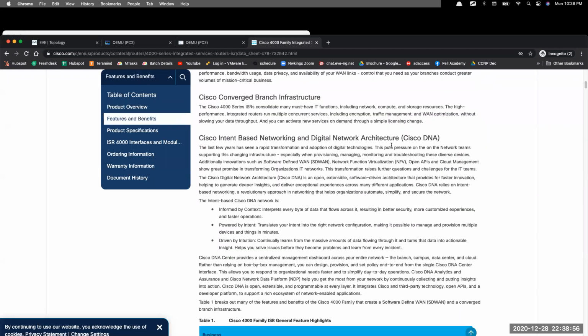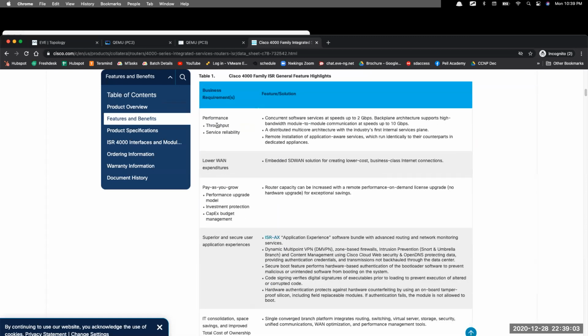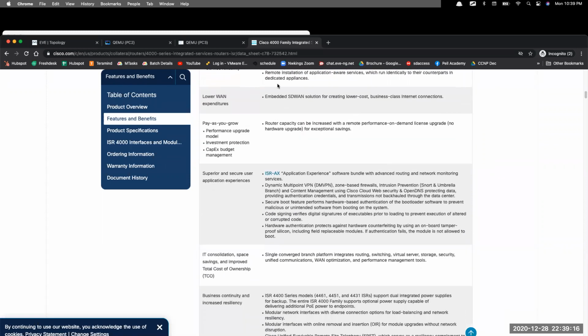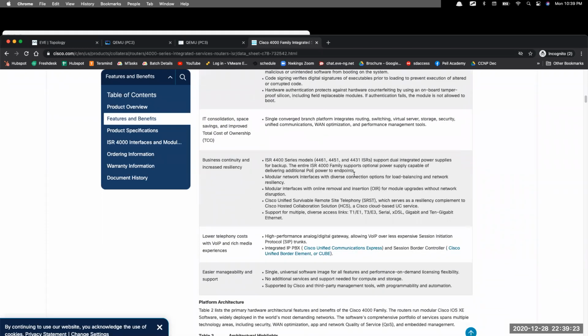They also support the latest Cisco technology, that is Cisco DNA, Digital Network Architecture. Throughput means how much maximum speed you will get on these devices, up to 2 Gbps. It has an integrated SD-WAN solution also. SD-WAN is a very new technology, recently introduced in the last 1 or 2 years, getting very popular, and most of the companies are moving to SD-WAN.